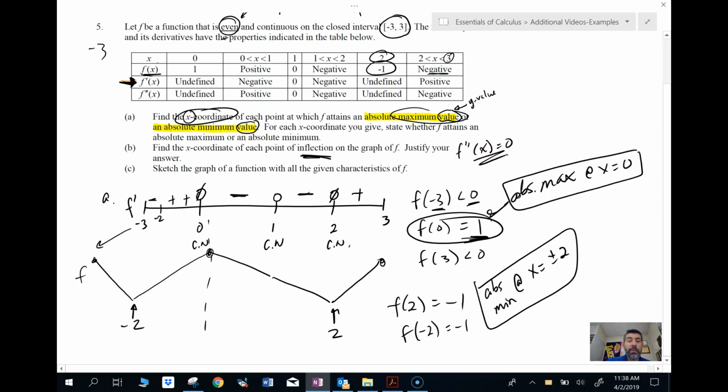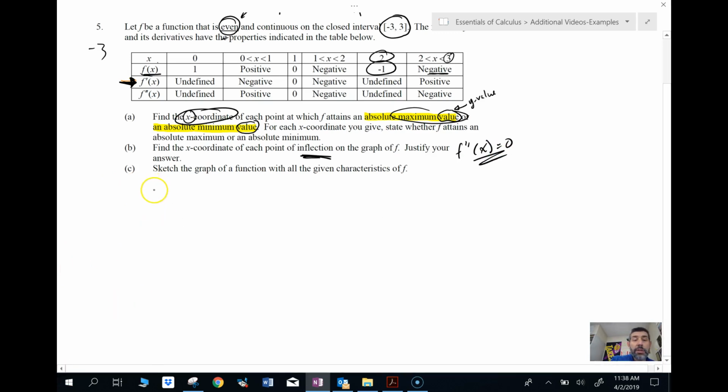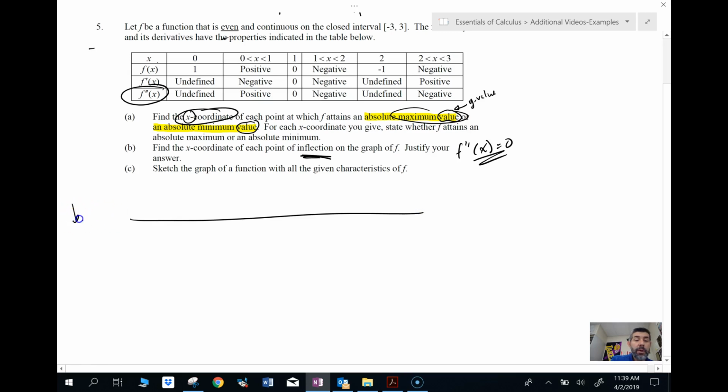All right, so I'm going to erase all this now. And now we're looking at the second derivative. We're going to find out where that is 0 or undefined. So now I'm going to make another table. This is part B. I'll make another table this time for f double prime.